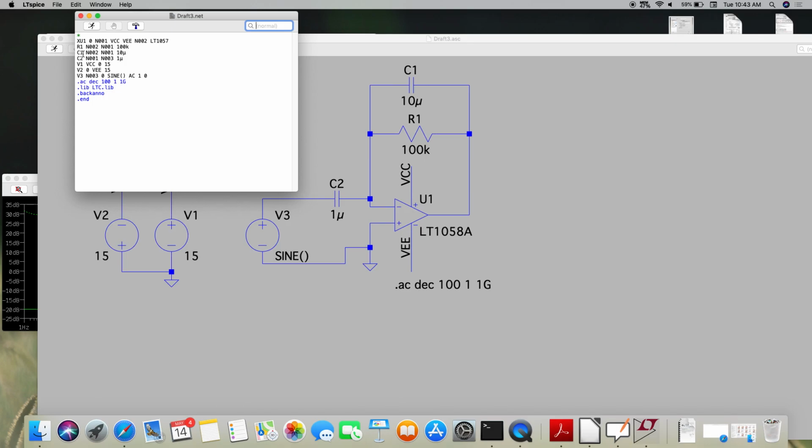where you have a resistance, two node values, and its own value, and then different voltage sources V1, V2, V3, and XU1. This is this op amp whose model library is defined somewhere here. So that is how a netlist can be written.